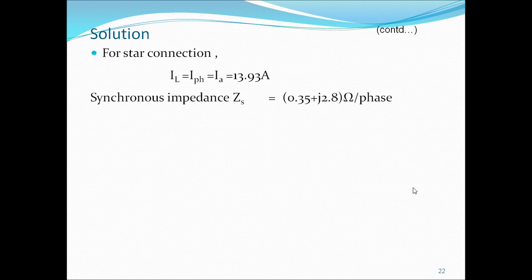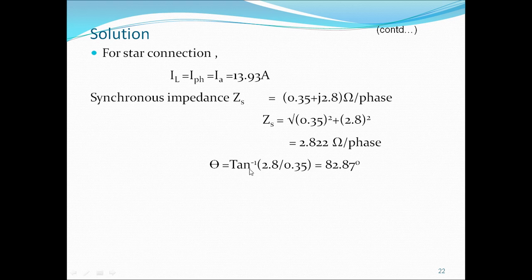As it is a star connection, both the line current and phase currents are equal, that is 13.93, and the synchronous impedance is equal to 0.35 plus j2.8, where RA is equal to 0.35 and synchronous reactance is 2.8. If you require the magnitude, then Zs is equal to square root of 0.35 square plus 2.8 square, which gives a value of 2.822 ohms per phase.